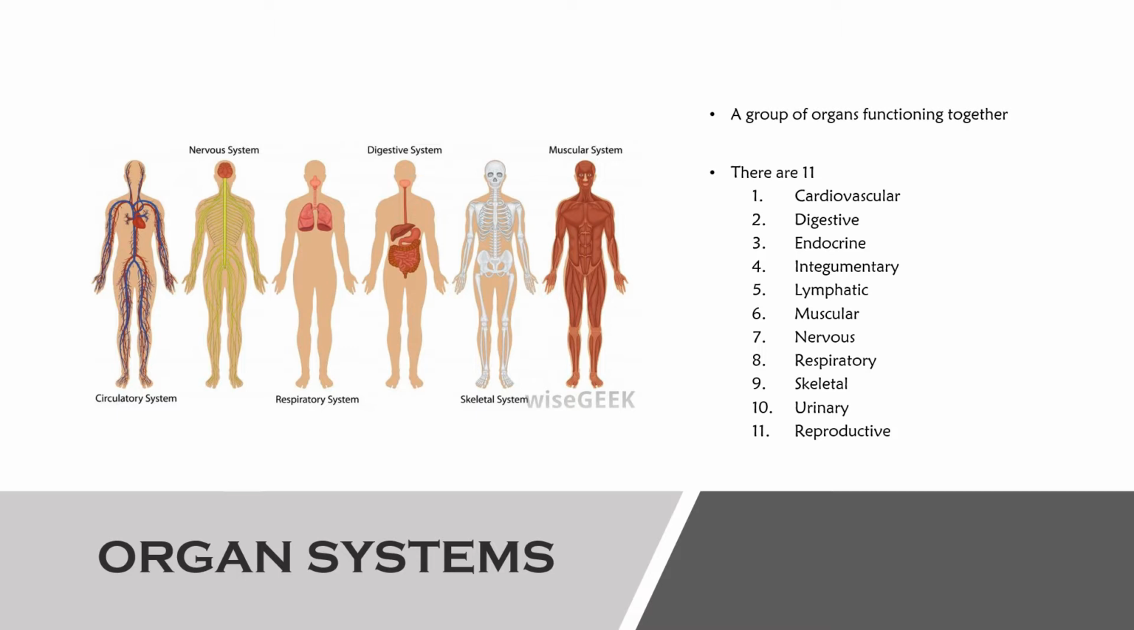There's the cardiovascular system, the digestive system, the endocrine system, the integumentary system, the lymphatic system, the muscular, nervous, respiratory, skeletal, urinary, and reproductive systems. And so we're going to go over each of these separately.